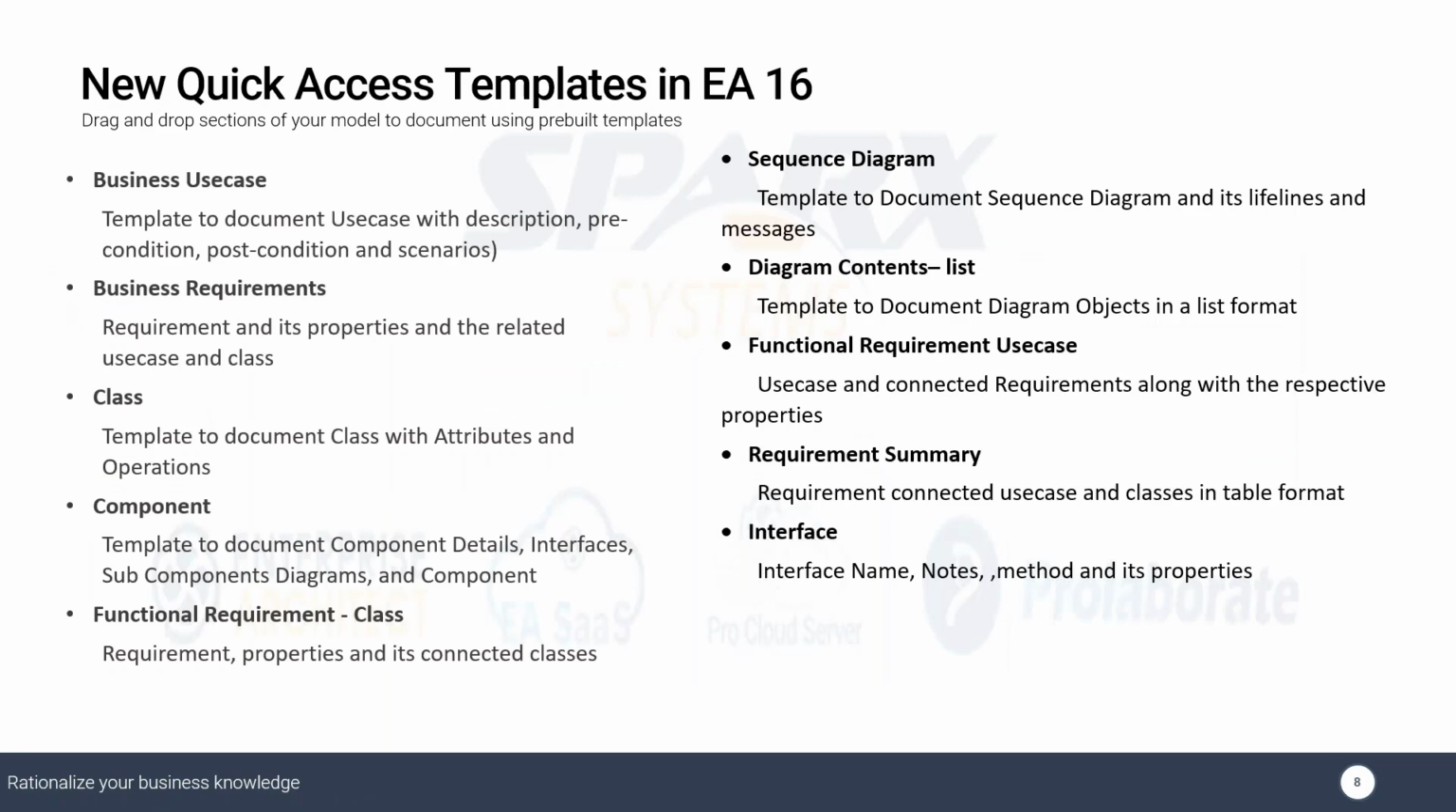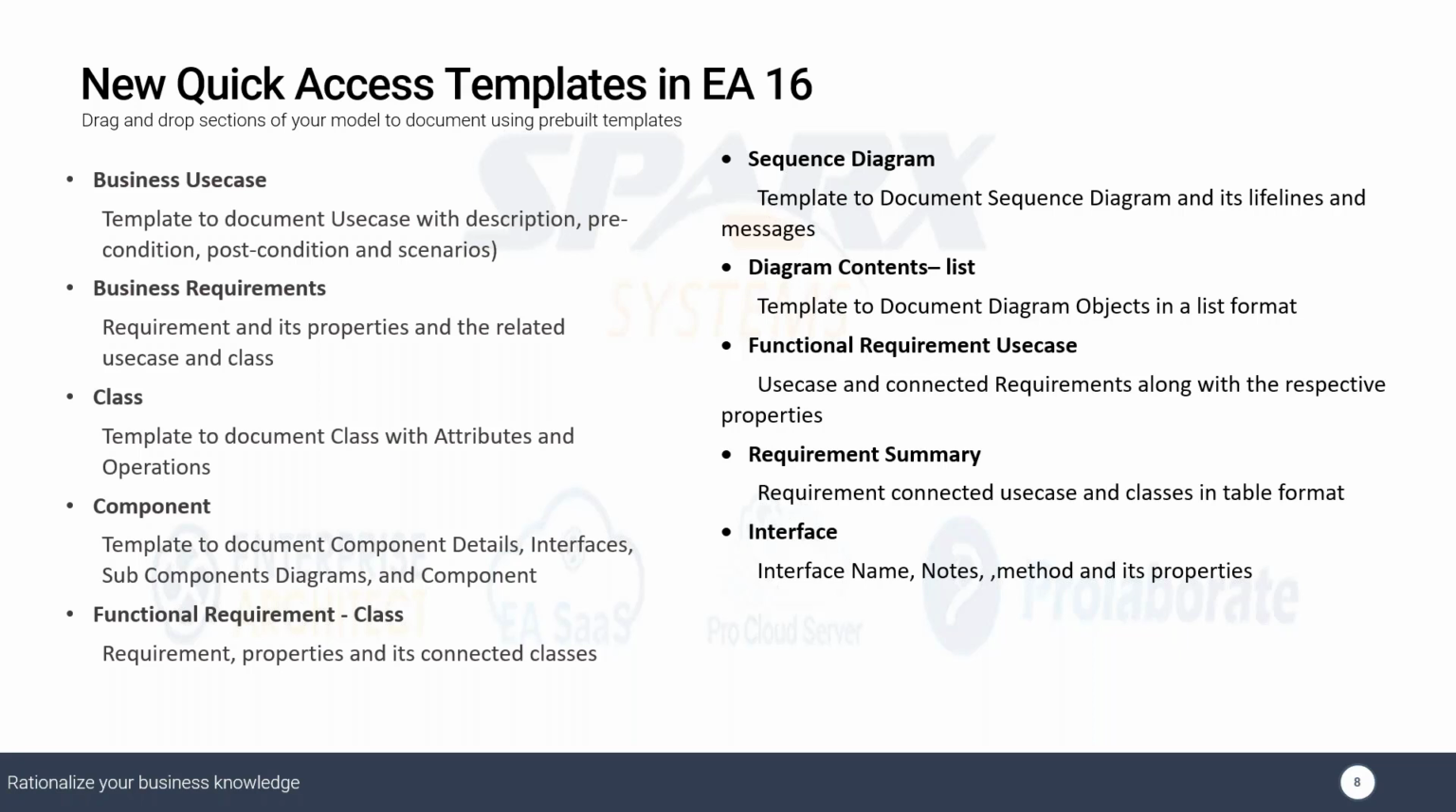So the quick templates in this section will help the user to achieve the following use cases as listed in the PowerPoint. So let's say we have multiple custom documents in EA 16. If we pick up the business use case, this specific template prints the use cases with the description, preconditions, post conditions, and the scenarios. And even further, the scenarios are decoded into the alternative and exceptional paths. Similarly, with regards to business requirements, you get to see the requirement properties and the connected use cases and the related classes. And there are a handful of custom templates available in EA 16. So these are a few among them.